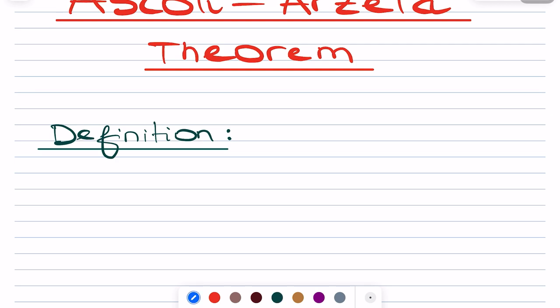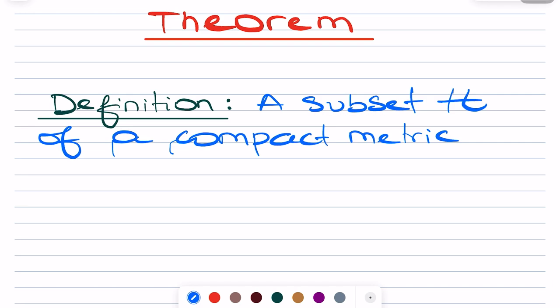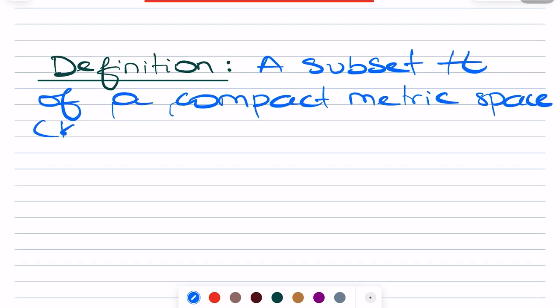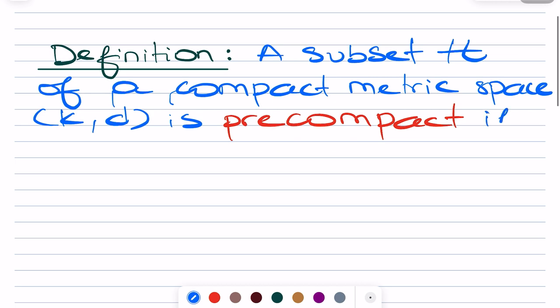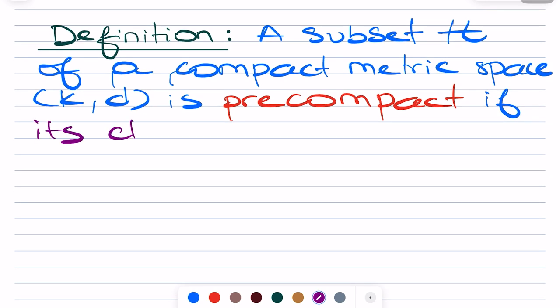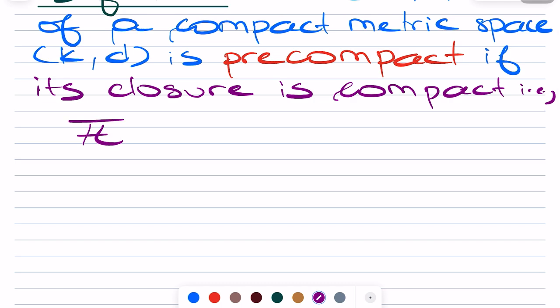A subset H, calligraphic H, of a compact metric space K is precompact if its closure is compact. So this means that the closure of H is compact, of course. This is good.